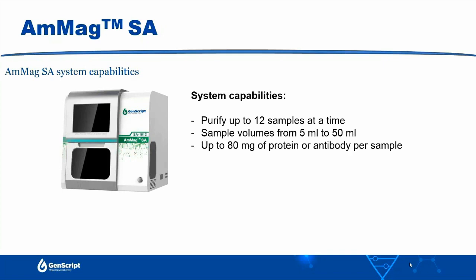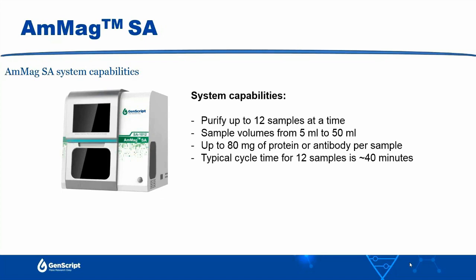Regarding protein recovery and yields, with sample cultures in our lab, we have purified up to 80 milligrams of antibodies or recombinant proteins per 50 milliliter culture using magnetic beads and the AMMAG SA. The actual yields, of course, would depend on expression levels in various cultures.